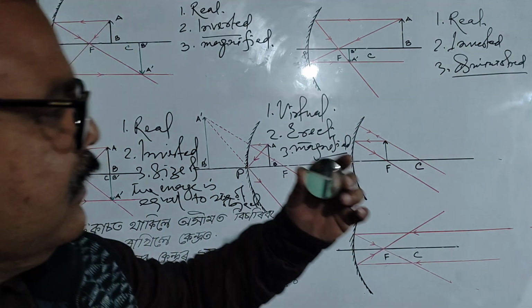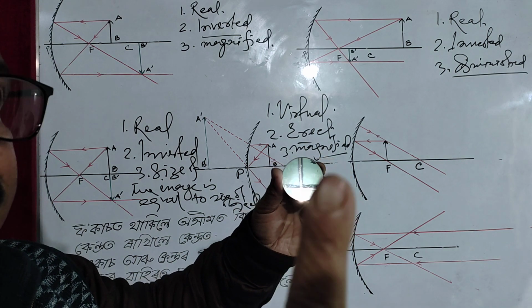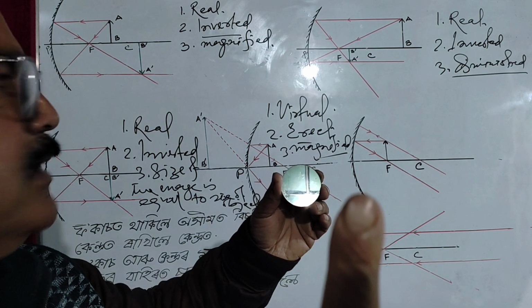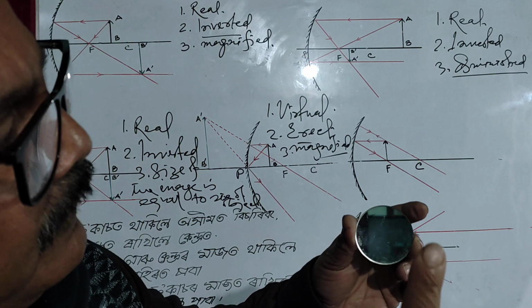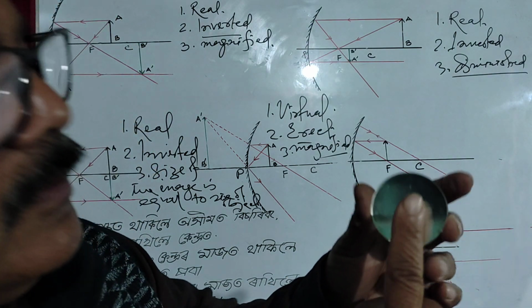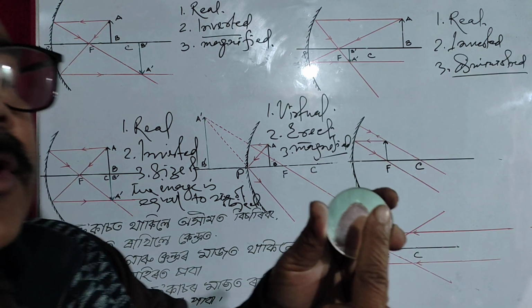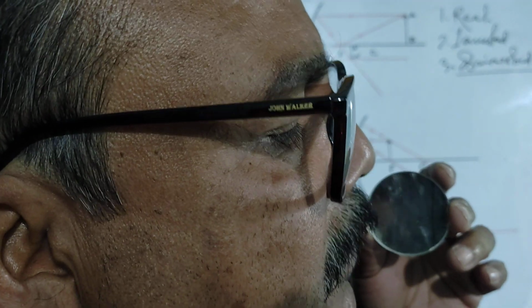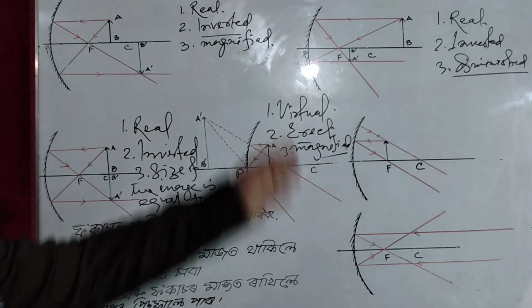Now you see, you are not getting the image of my finger. Why? Because my finger is now beyond the focus. Bring my finger near the mirror. Now you see the image of my finger. Not only this finger, you see the image of my beard. So much magnified. Am I right?